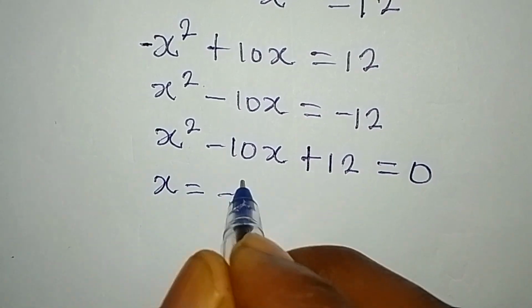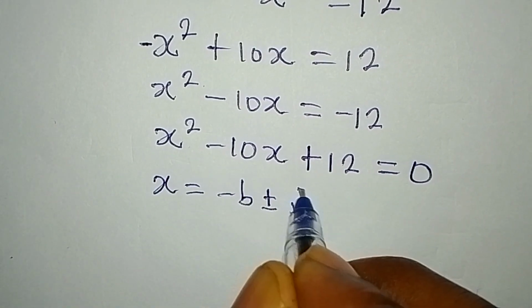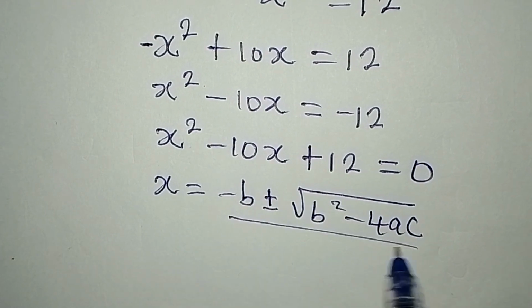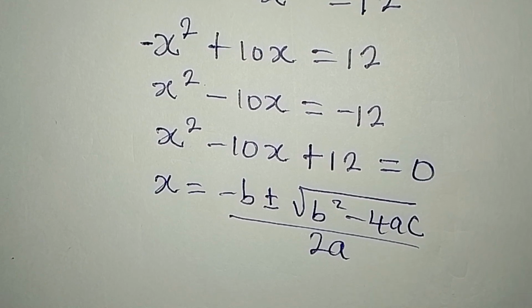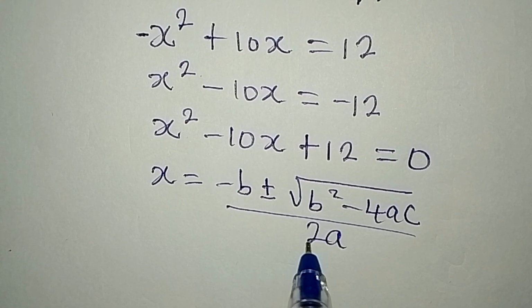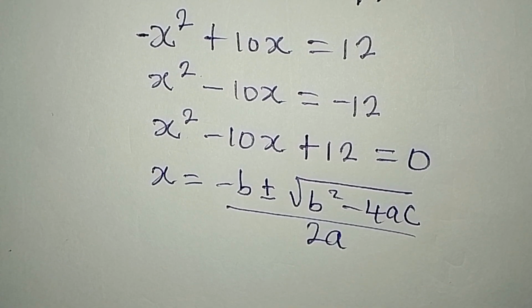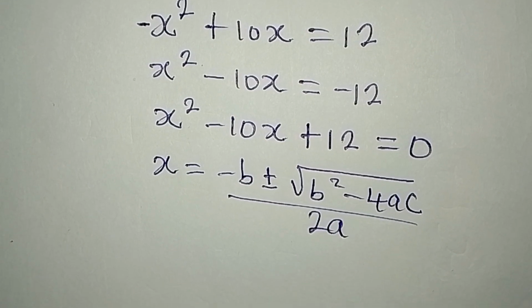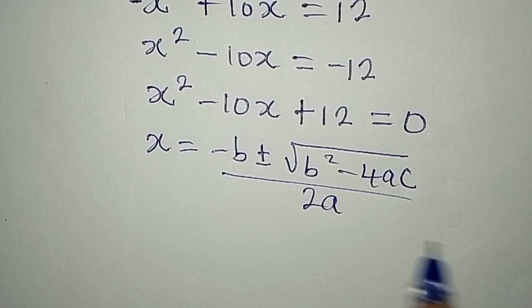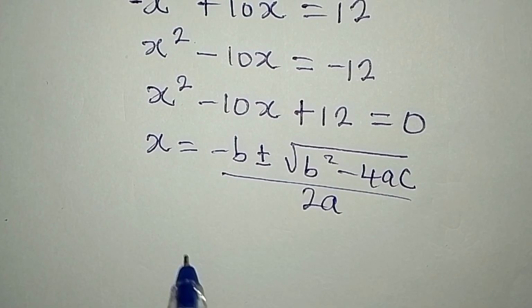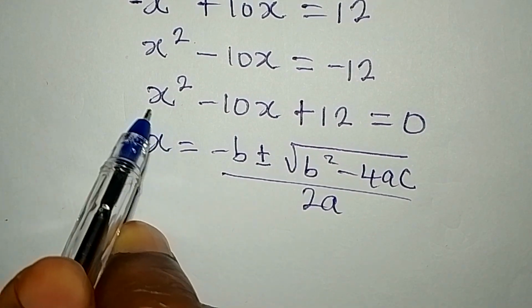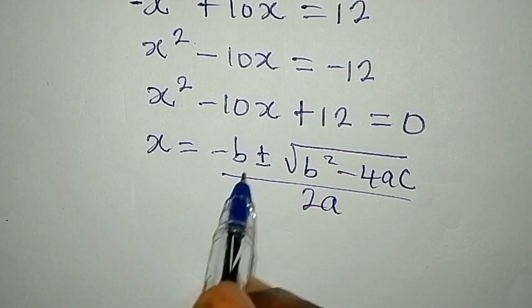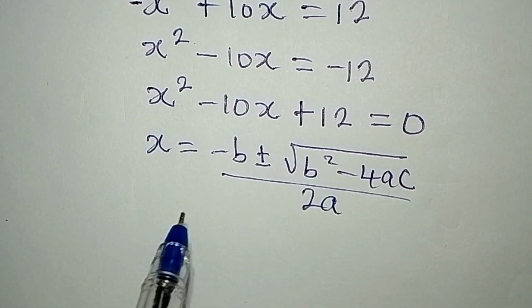x is equal to minus b plus or minus square root of b squared minus 4ac, all over 2 multiplied by a. For me, the simplest way to solve a quadratic equation is to use this quadratic formula. But then, it can only be simple if you know the formula offhand, right? Now, our a in this formula is the coefficient of x squared, which is 1. Our b is minus 10 and c is 12.